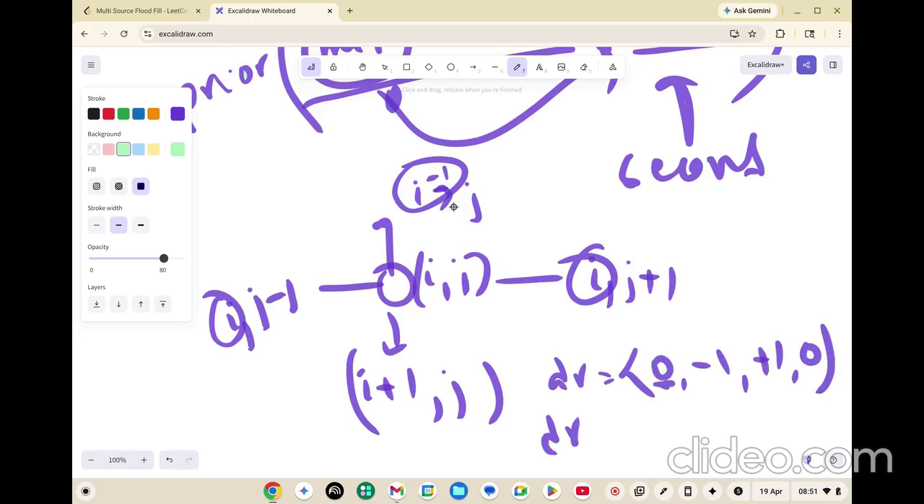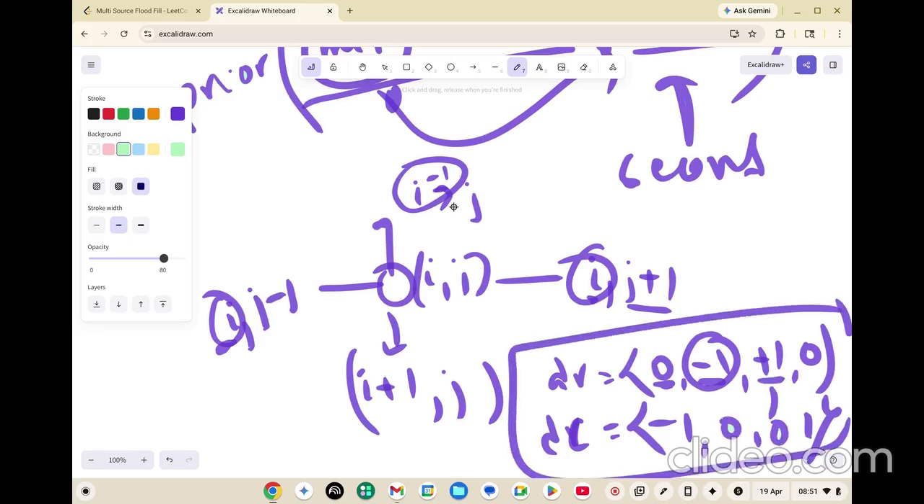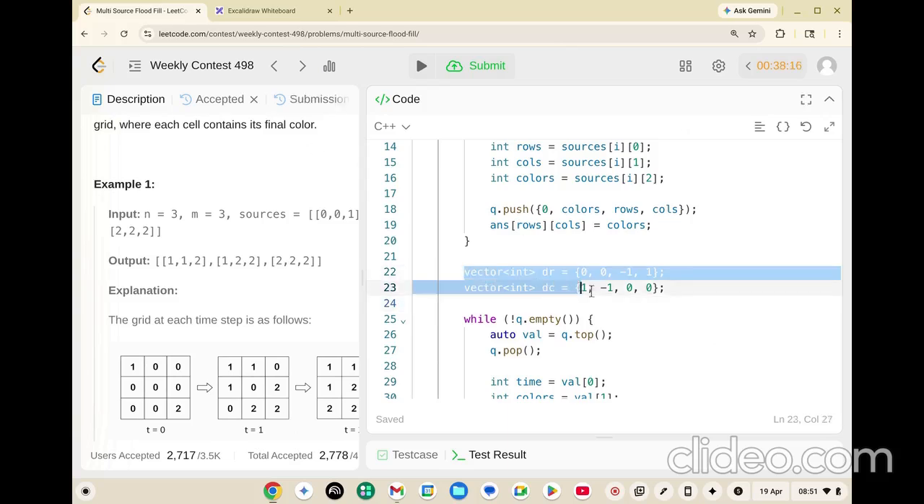So how will dc change? Whenever i was 0, j can be minus 1. Whenever i was 0, j can be plus 1, right? Similarly, whenever i was minus 1, it will be 0. When plus 1, it will be 0, right? So you can create this dr and dc. If you know a bit of graphs, I hope you know how we create dr and dc vectors, right?